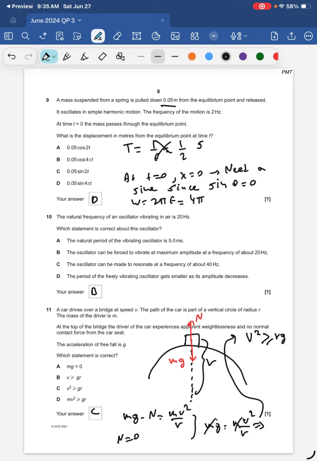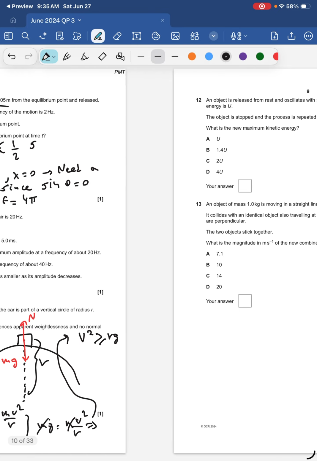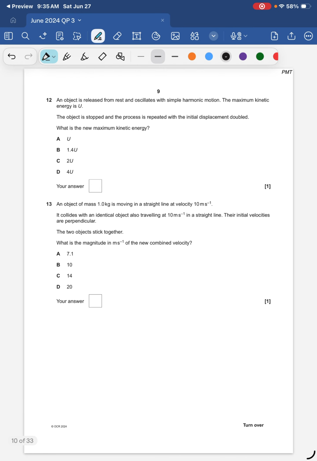Okay, and the reason is that if we lose contact, n is 0, therefore v squared must be larger than or equal to r times g for that to happen. Okay, moving on. Question 12.